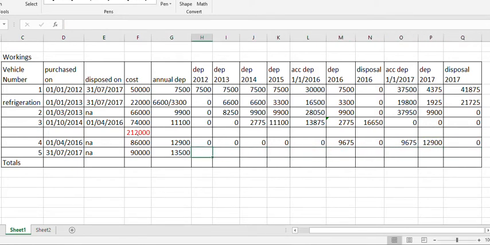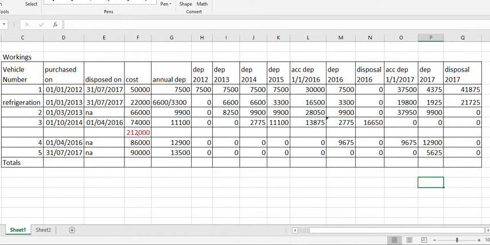Similarly, vehicle number 5 wasn't bought until the end of July 2017, so we have nothing all the way along. Nothing in 2016, nothing at the beginning of 2017. During 2017, we would have a full year's depreciation divided by 12, multiplied by, we bought the vehicle at the end of July, so 5 months we had the vehicle, 5625, and no disposal. Okay, that's all the figures we need.